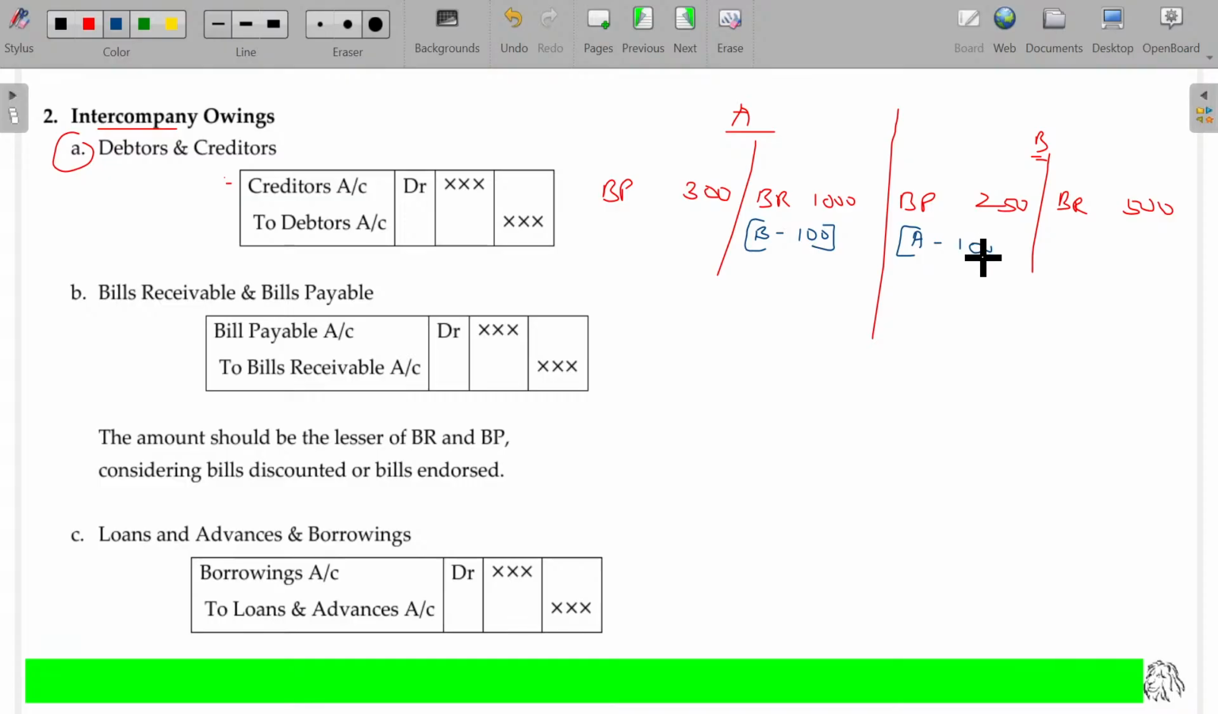Not necessarily 100. Maybe higher than 100 also, maybe 150. Is that okay? Either the same value or it may be a higher value. Why? B has accepted to pay 150 rupees by way of bills payable, and it is a bill receivable for A, right? A may keep it till maturity and encash it later on.